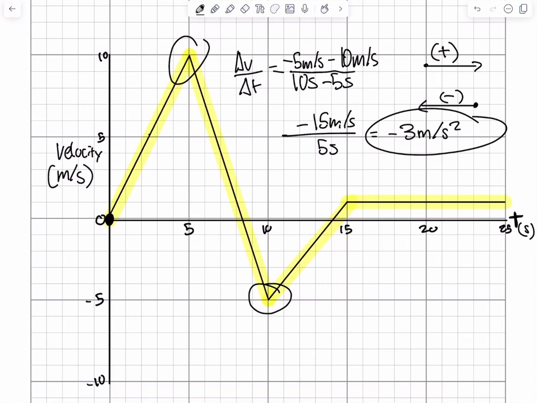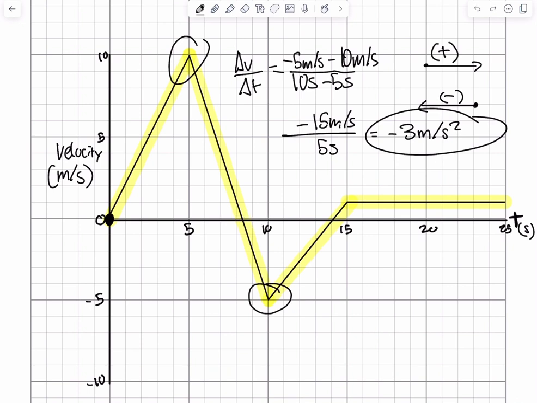Now, what does this mean? Well, we got negative 3, which means we have a negative acceleration. But at the beginning, we have a positive velocity. So what's going to happen? Well, we're going to keep going in the positive direction. We're going to keep going right. But because of this negative acceleration, we're going to start slowing down until eventually we hit this time and we get to rest.